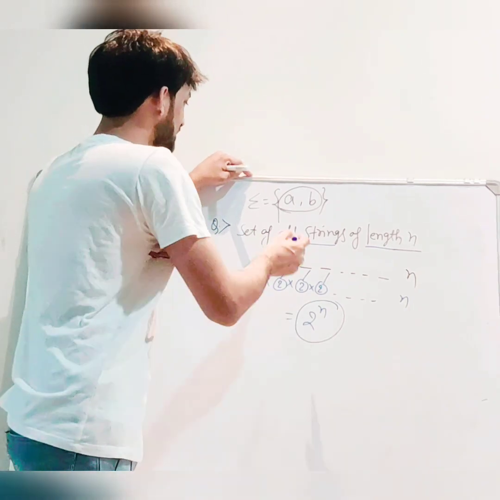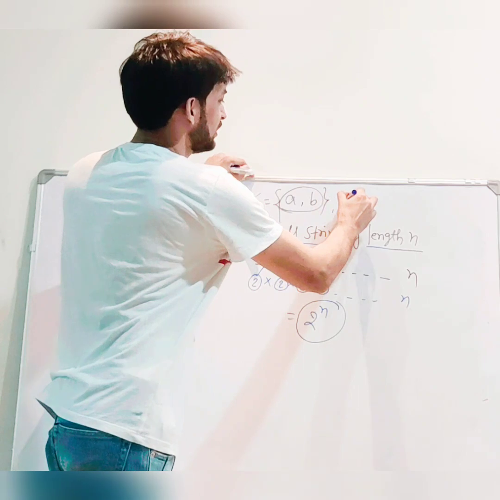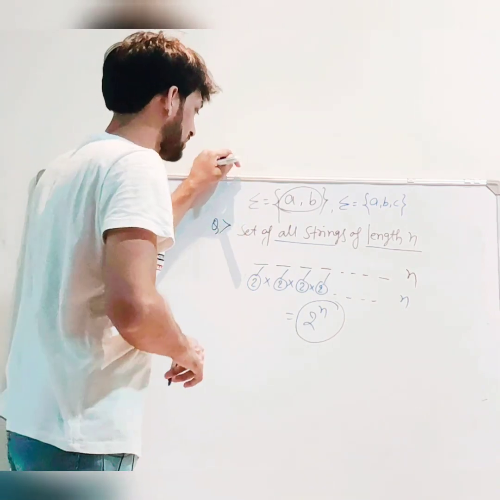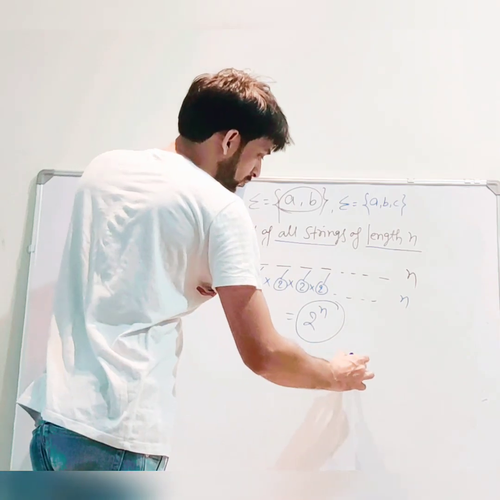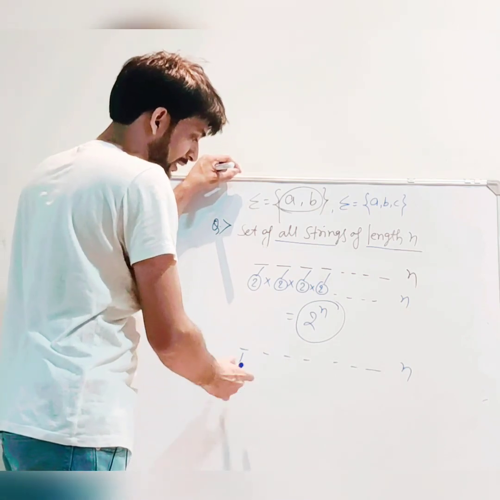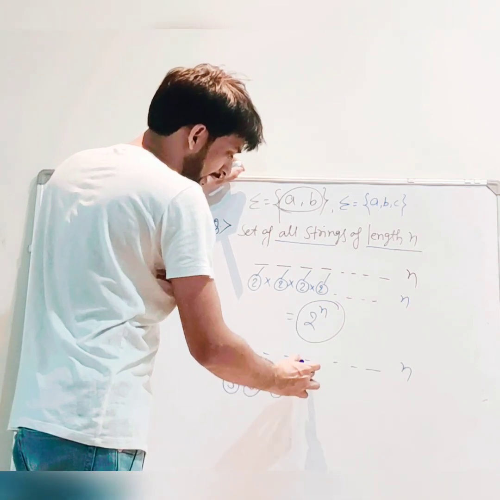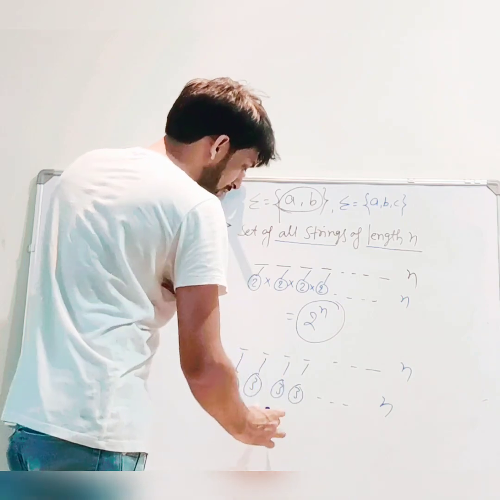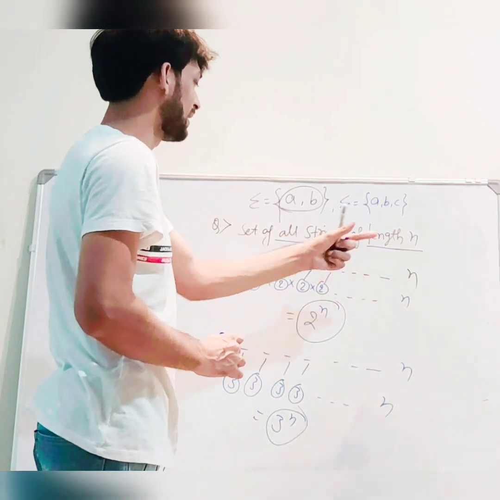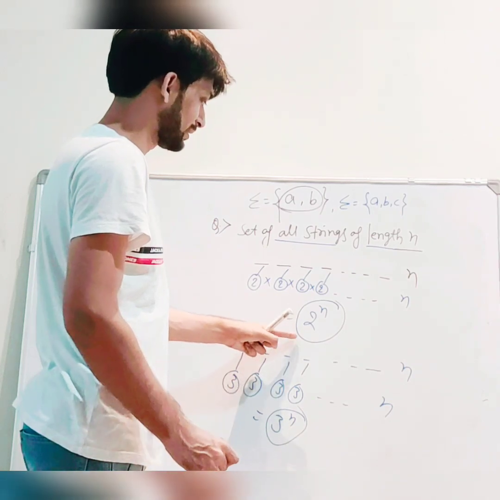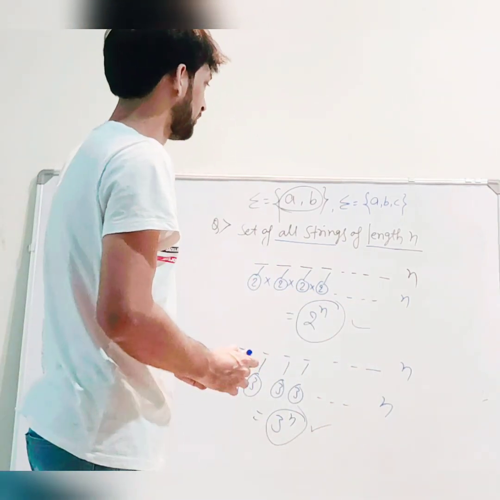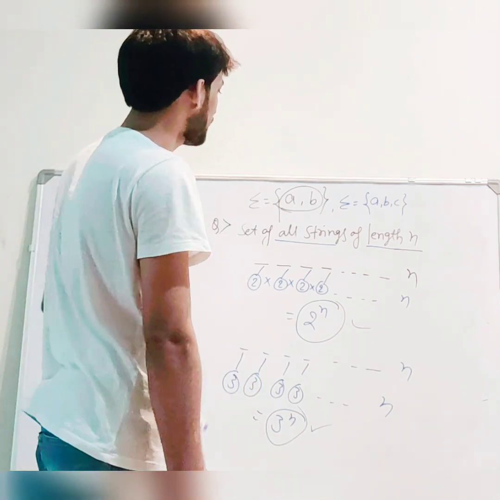So when sigma is a comma b, it is this. If sigma can be a, b, c, there are 3 symbols in that alphabet. So what happens? There are n spaces, and now each space has 3 choices, either A, B or C. Each has 3 choices, which means n times. So totally 3 to the power n number of strings. So for the set of all strings of length n, if sigma is this, then the number of strings is this, and if sigma is this, then the number of strings is this. Okay. Make a note of it. I am going to erase it.